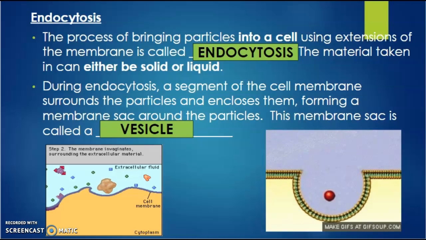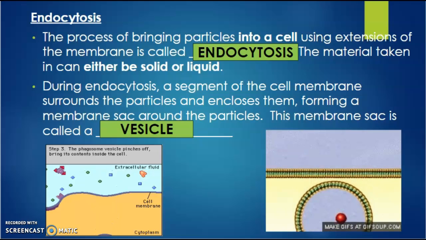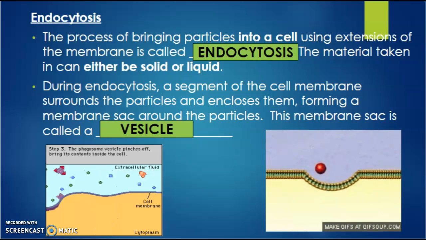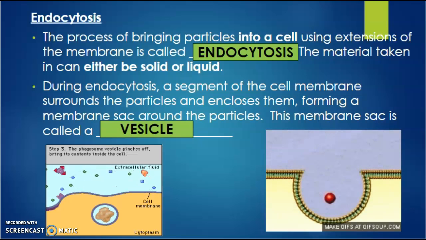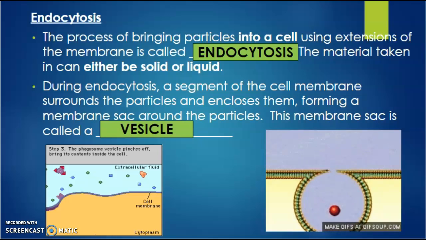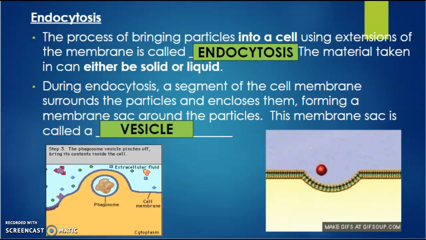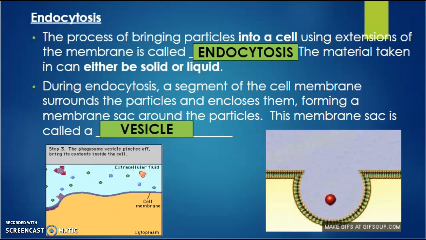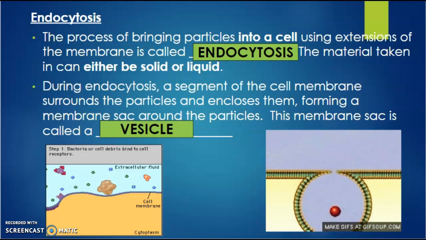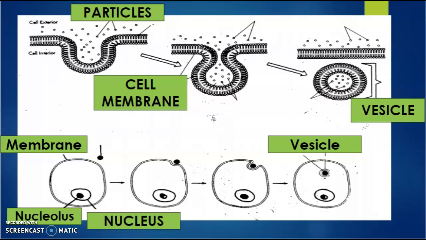So with endocytosis, we think enter the cell. So en, just like enter, endocytosis, enter. And this material that's being engulfed into the cell can either be a solid or a liquid. This is called a membrane sac, and we call it a vesicle. So the membrane pinches off and forms around the material to bring the molecules into the cell.